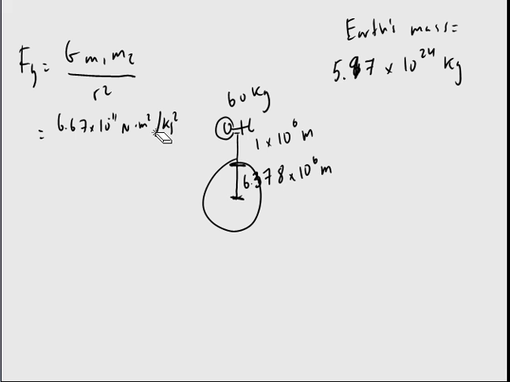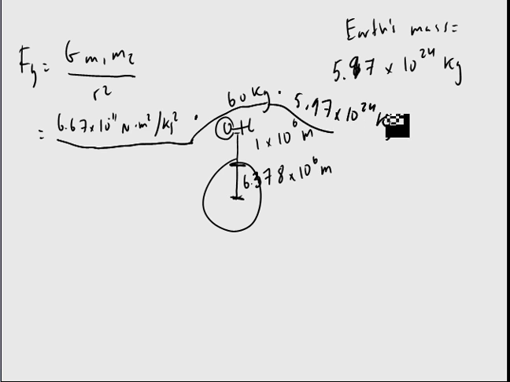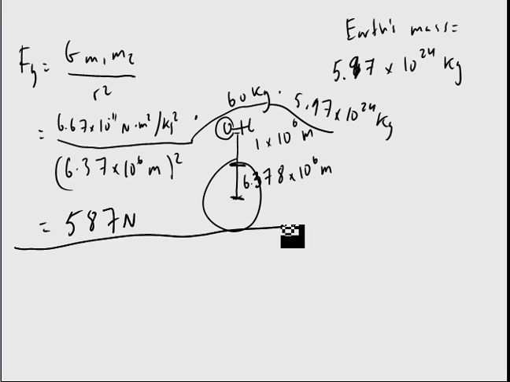Oh, I know what I'll do. Ready? Times 60 kilograms times 5.97 times 10 to the 24 kilograms divided by the normal radius. We'll just do the normal surface weight squared. And we'll get 587 newtons.